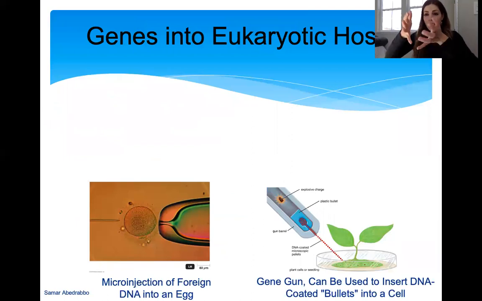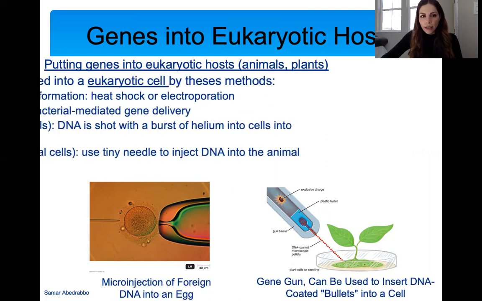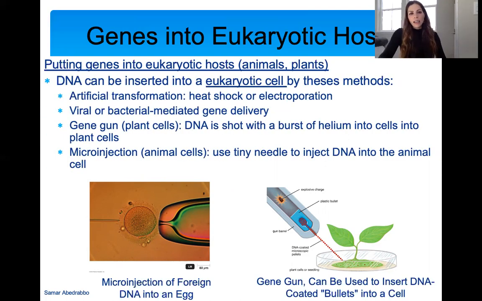Now, if we want to take genes and put them in a eukaryotic host, now we're not talking about working with bacteria. We're talking about working with eukaryotes. What if you want to put a foreign gene in an animal, or you want to put a foreign gene in a plant? How do you do that? There are different ways. So to put genes into eukaryotic hosts, such as animals, plants, other eukaryotes, there are different methods that can be used. I'm just going to talk about a few. So one way is you can do artificial transformation. It's not as effective with eukaryotic cells from my knowledge, but you can also do two methods, which I want to talk about.